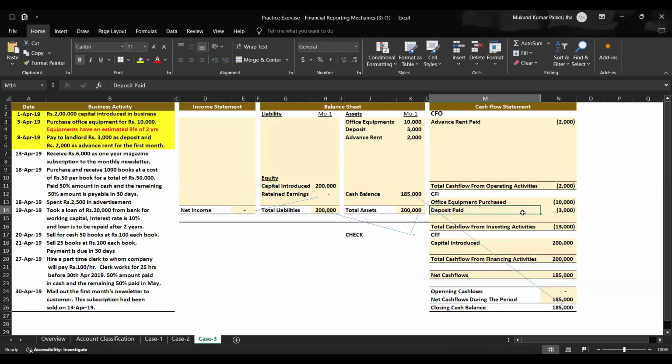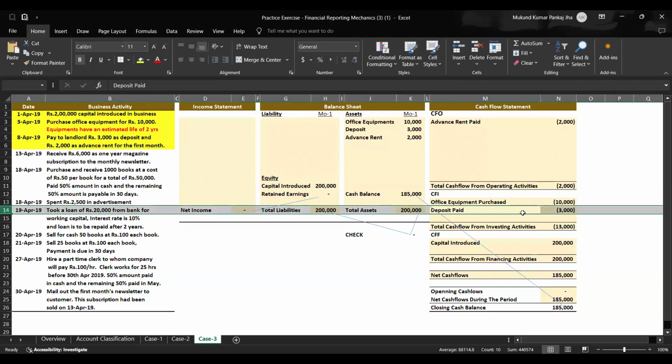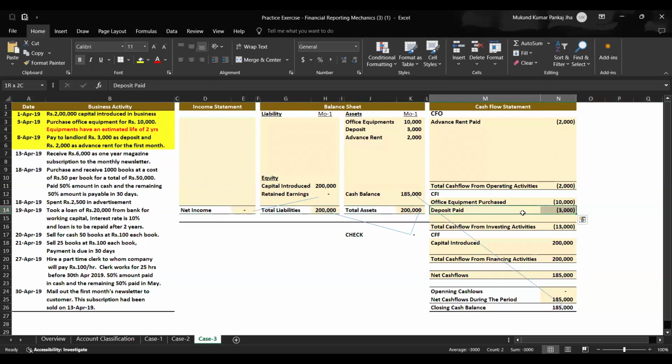Cash flow from investing activities are those cash flows which are spent or received through fixed assets. And is deposit paid my fixed asset? The answer is yes. Why is it my fixed asset? The reason being, the deposit I have given to my landlord, the owner of the property I am using, he will keep it for more than 1 year. That is why it is my fixed asset. And the amount spent or received from fixed assets belongs to cash flow from investing activities. That is the reason why I have kept it in CFI. Got this? Got this, Kevin?